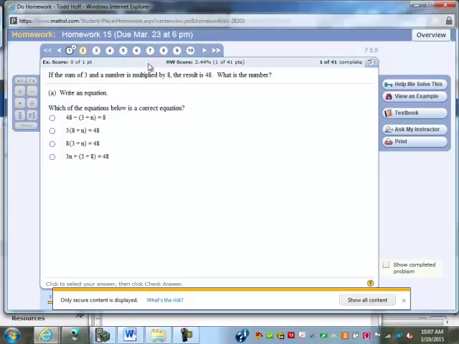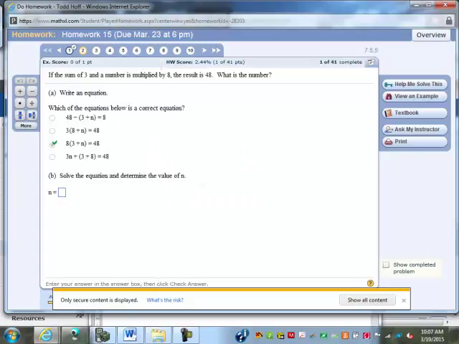So 3 and a number means it's 3 plus that number. So somewhere in parentheses, we have to have 3 plus that number. So we have 2 of them. So it's either the first choice or the third choice here. But which one of those is showing it being multiplied by 8? The third choice. So we don't even need to read the rest of it. That's the only choice that even fits so far. But we can. The result is 48. So equals 48. That fits.